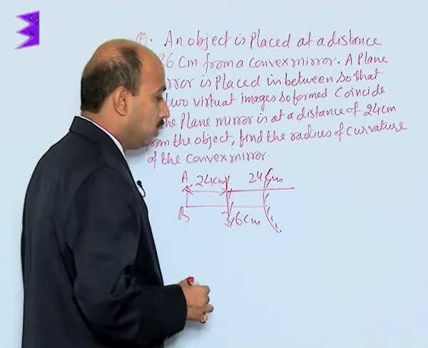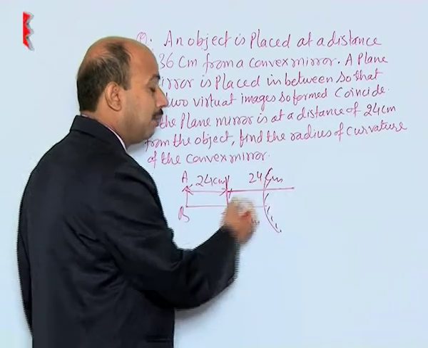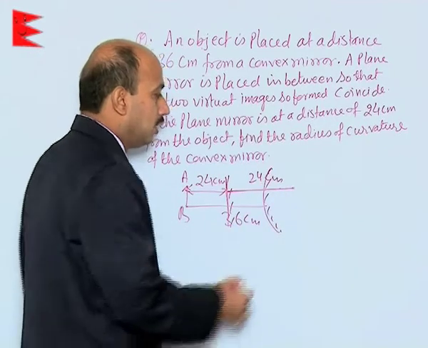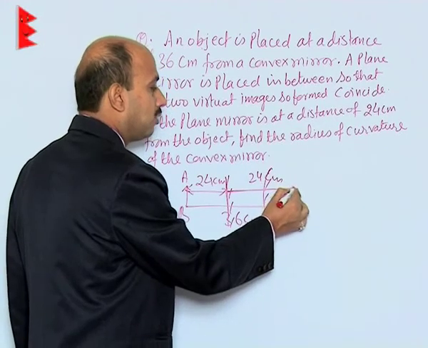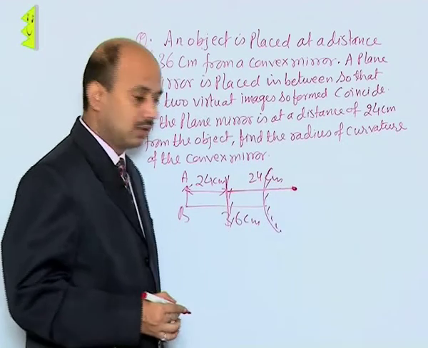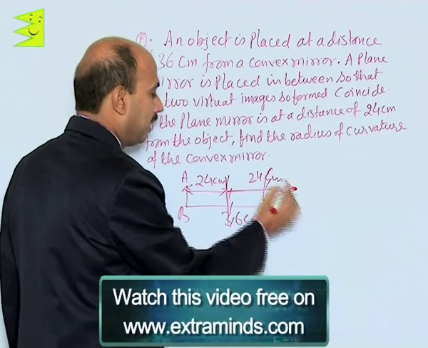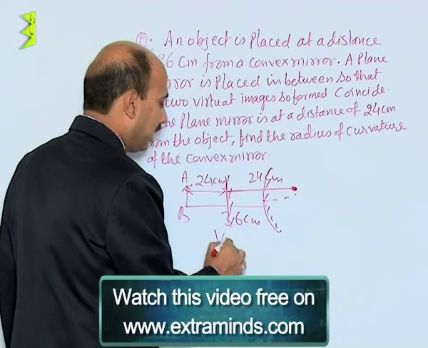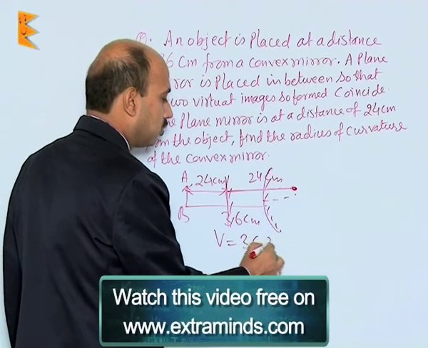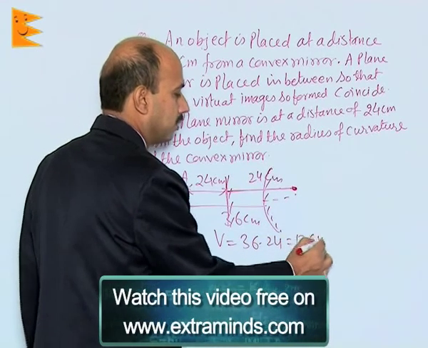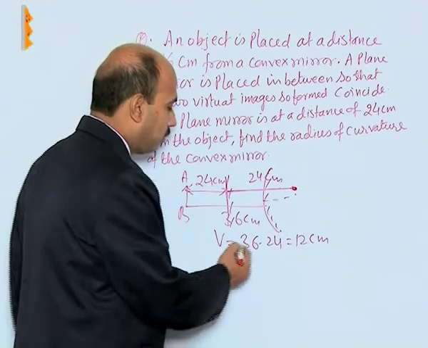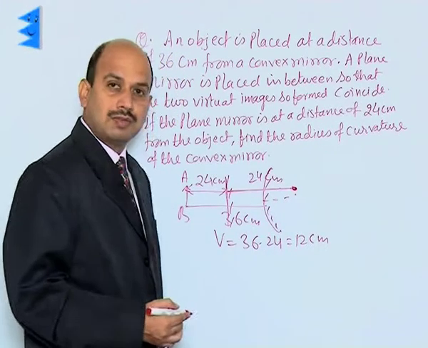Now we can get the image distance for the convex mirror. So this image is for the convex mirror as well as for the plane mirror, and its distance from the mirror is that, here. So we can write 36 minus 24, that is 12 centimeter. So image distance for convex mirror is 12 centimeter.